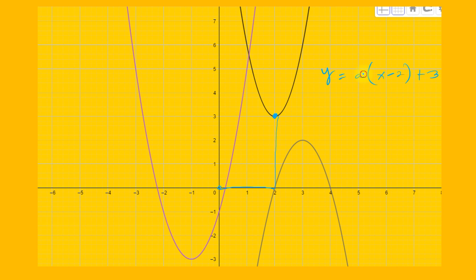So let's try to name the following graphs. Of course, we can name this graph because we know the vertex is 2, 3. So we have y equals a times x minus, what is h here? 2. So from here it moves 2 units. Then shifted vertically by 3 units, so that's plus 3. What is a? That's the problem there. Of course, this is square.